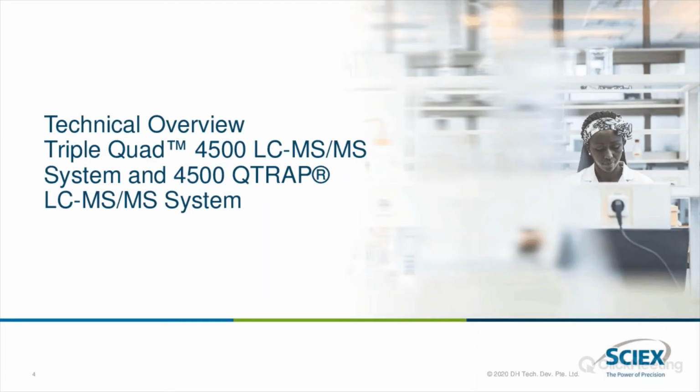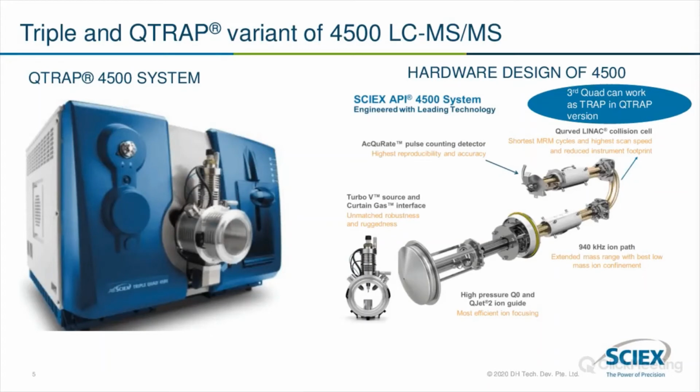I'll be talking about 2 machines, as I told you, the 4500 triple quad and Q-trap and 5500 machine in coming slides. So next slide, please. And I just want to give you a little bit of technical overview of 4500. This is a mid-segment sensitive triple quadrupole and Q-trap variant. So the 4500 comes with 2 variants. One comes with a triple quad, and another one comes with the Q-trap variant.